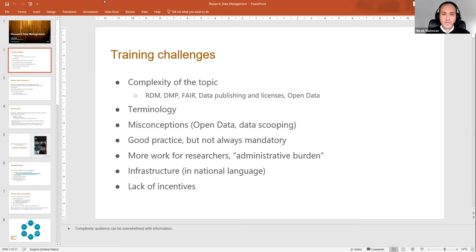Also, infrastructure can be a challenge. If you lack one, it can be challenging to persuade researchers to use something that is not part of their institutional or national infrastructure or surroundings. Also, infrastructure is better when it is in a national language, which is usually missing. Usually it's only in English. And of course, there are usually no incentives for researchers to deal with this kind of extra work.